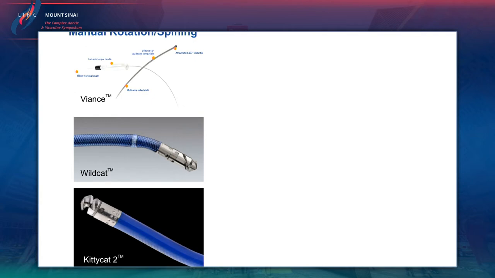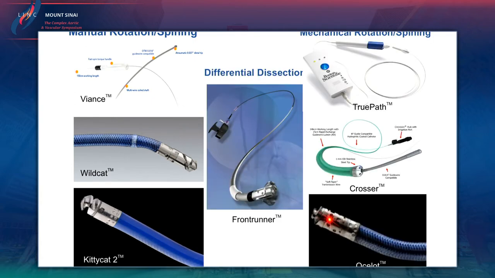Regarding the CTO devices, there are a number of them out there. For below the knee, I don't usually use CTO devices, I'm more wire-based. But people have used the spinning device, the Vions device, I think is reasonable. The TruePath folks have used it for the tibial vessels. And the other ones, I think, are more for the SFA and the popliteal.